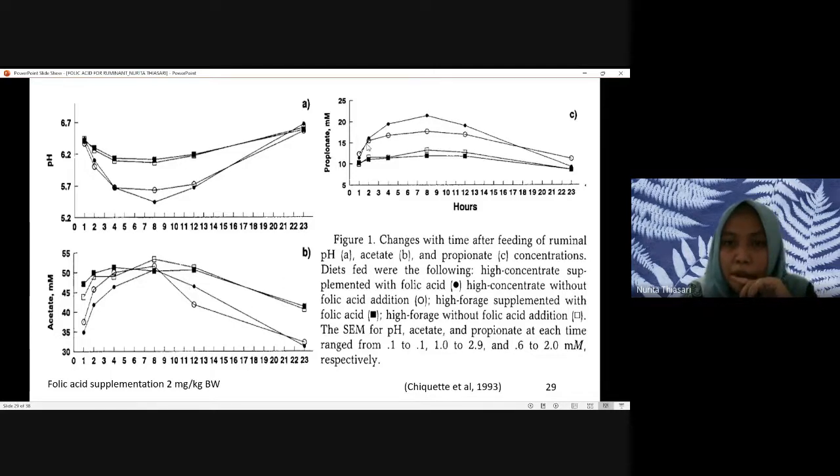For the propionate, for the high concentrate, it seems to have a higher production of propionate with the addition of folic acid in the high concentrate diet. But for the forage, it seems the propionate is getting lower compared to without the addition of folic acid.